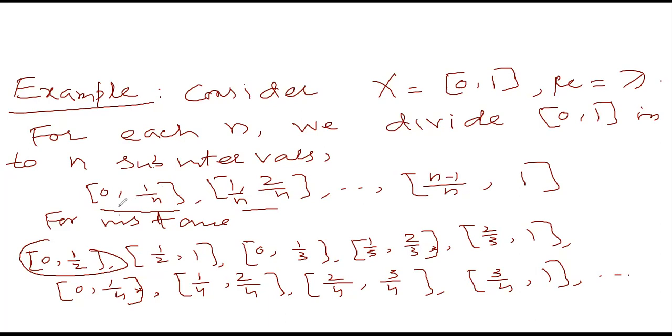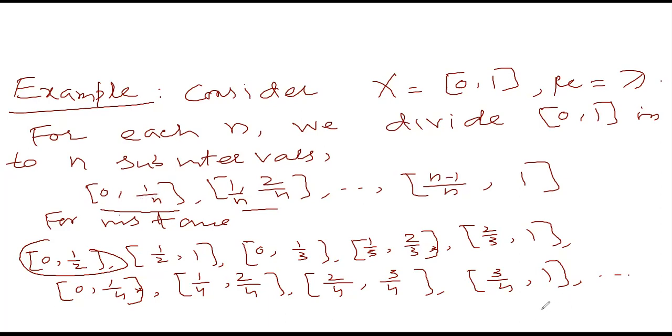So what I mean to say is that this limit will never approach 0, because after every finite stage its value is equal to 1. In between its value is equal to 0, but after every finite stage its value is always equal to 1.